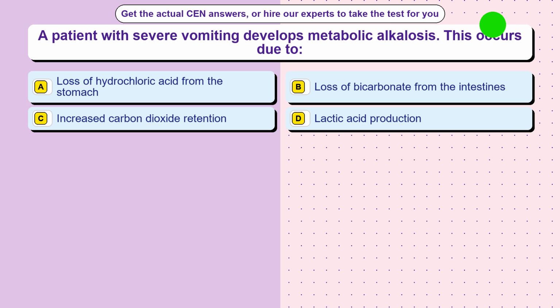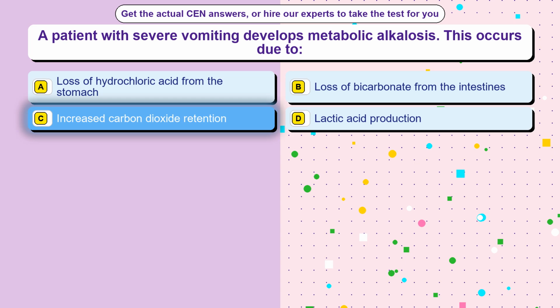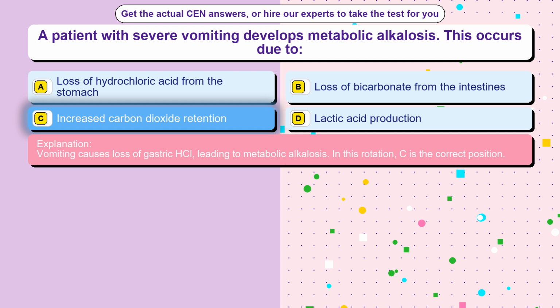Question 93. A patient with severe vomiting develops metabolic alkalosis. This occurs due to option A, loss of hydrochloric acid from the stomach, option B, loss of bicarbonate from the intestines, option C, increased carbon dioxide retention, option D, lactic acid production. The correct answer is option C, increased carbon dioxide retention. Vomiting causes loss of gastric HCl, leading to metabolic alkalosis. In this rotation, C is the correct position.